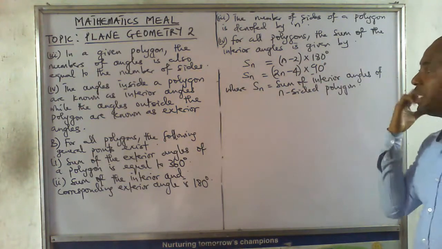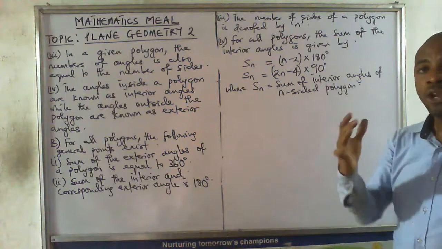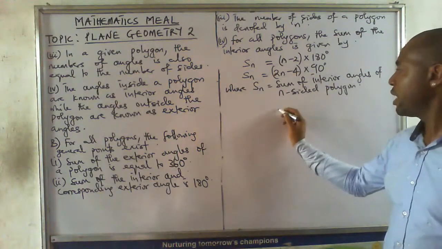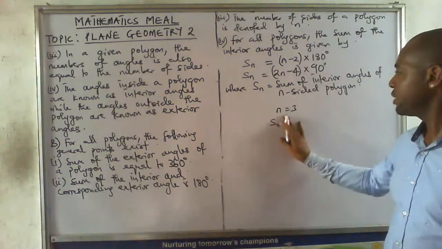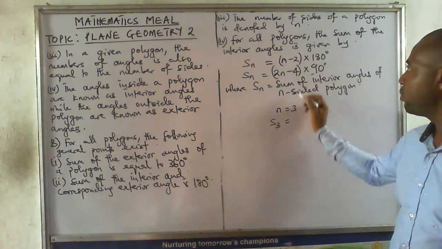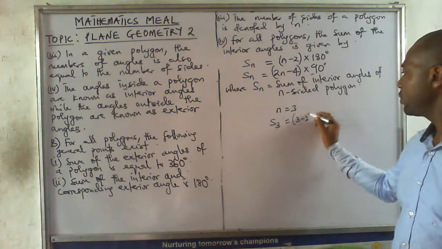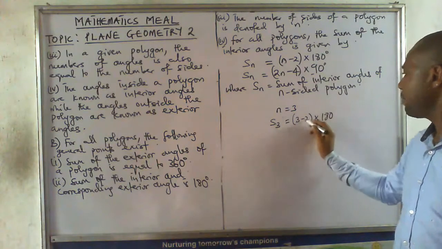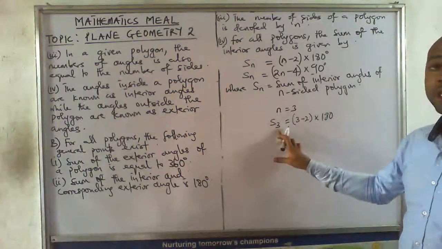In the table in our first class, you will discover that there is a column for the number of right angles. Like for a triangle, a triangle has 3 sides. So for the sum of the interior angles of a 3-sided polygon, all we need to do is to put 3 here. So it becomes (3 minus 2) times 180, and 3 minus 2 is 1. 1 times 180 will give us 180. That's the sum of angles in a triangle.